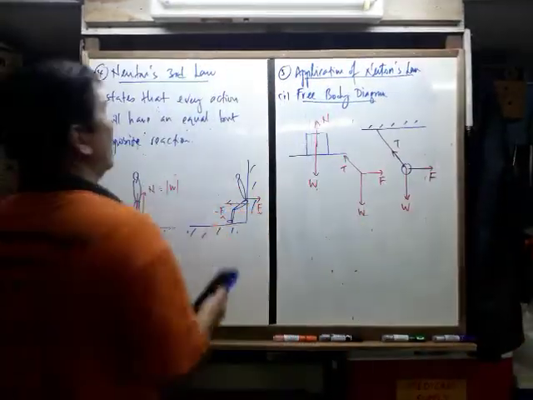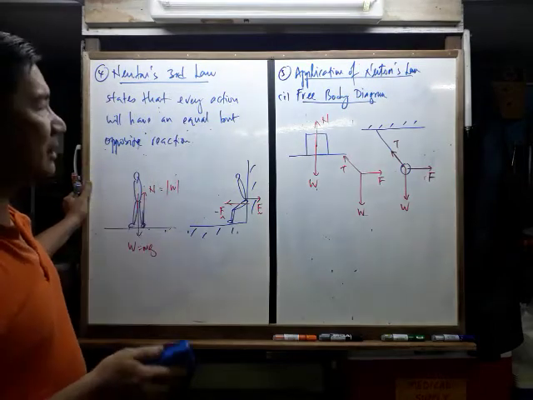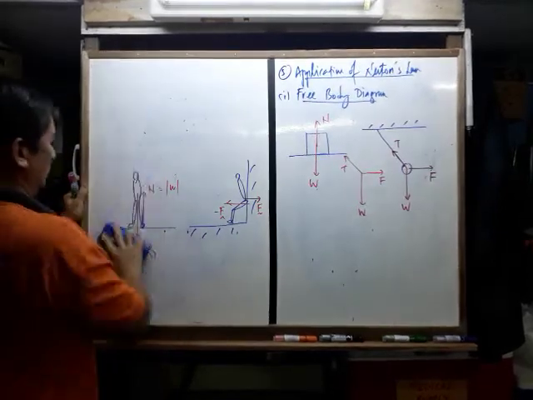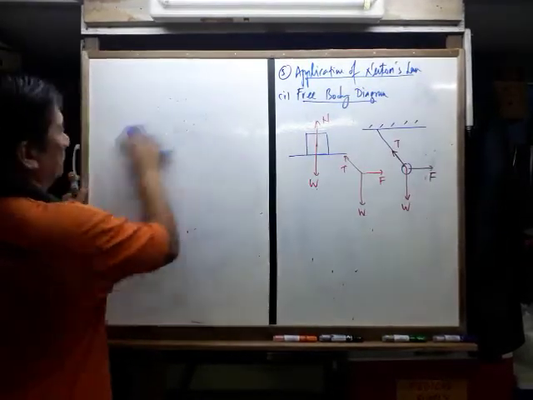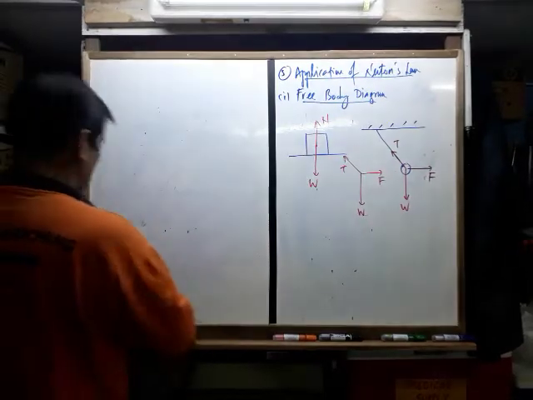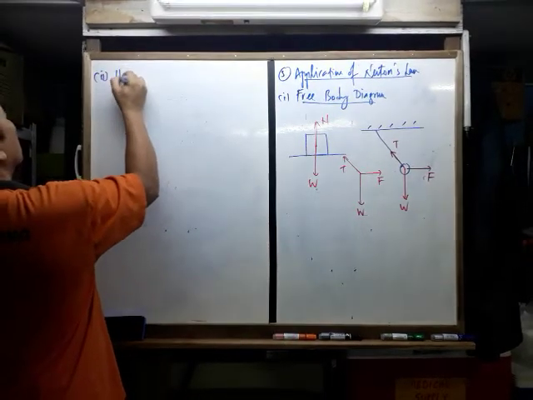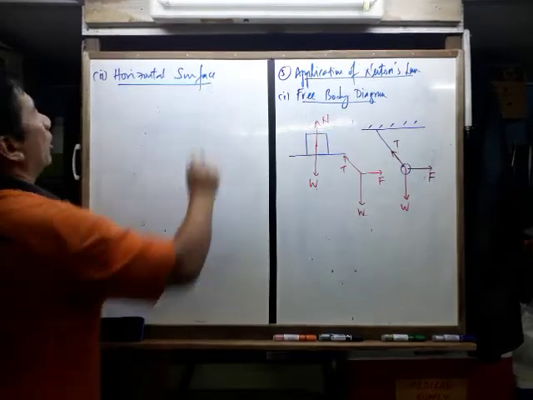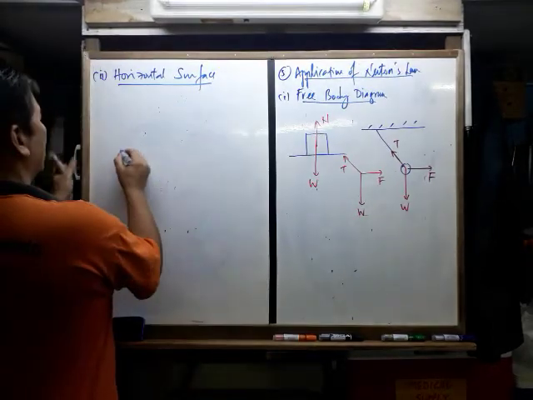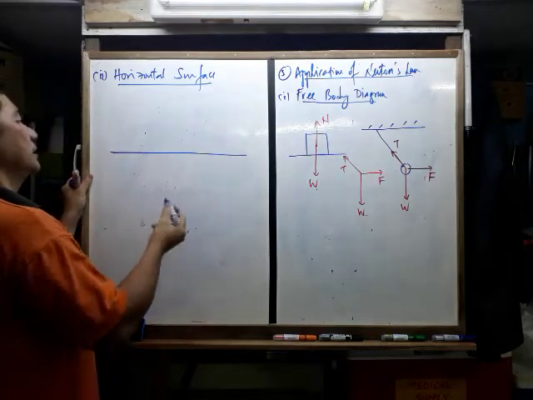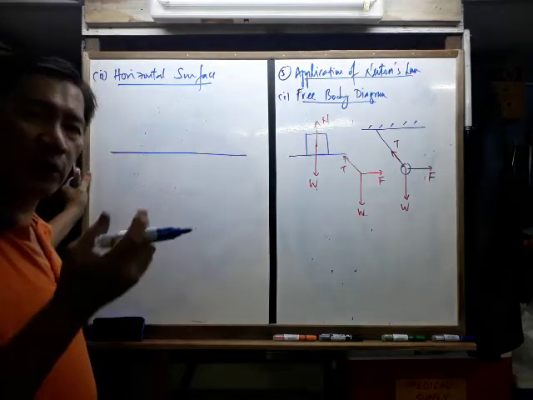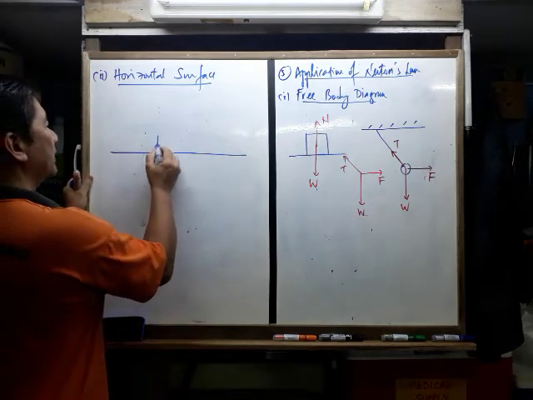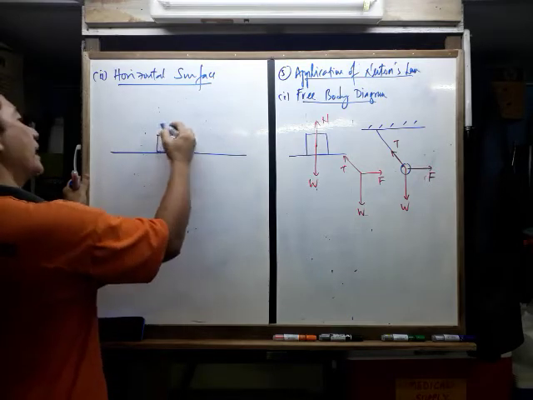Number 2 is we apply Newton's law in horizontal surfaces. Horizontal surfaces are like this. The surface can be having friction or non-friction. We call it rough surface or smooth surface. So we have an object, and that object might have mass.